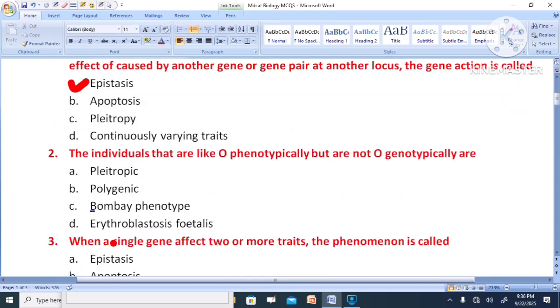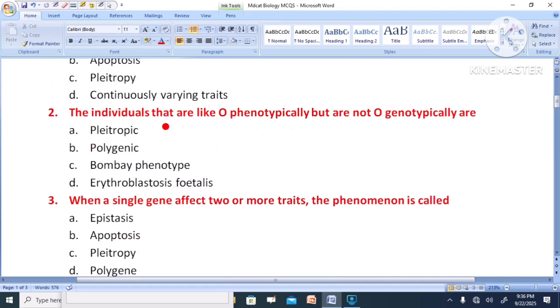So the next question is, the individuals that are O phenotypically but are not O genotypically are, option A pleiotropic, option B polygenic, option C Bombay phenotype, option D erythroblastosis fetalis. So the right answer is option C, Bombay phenotype.